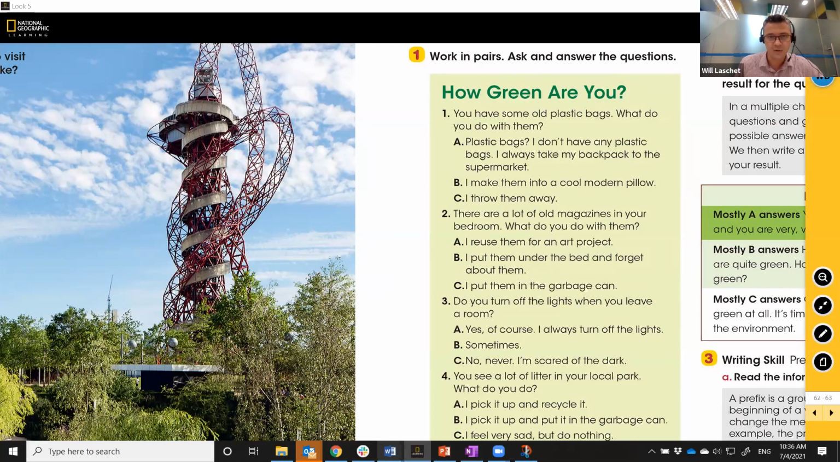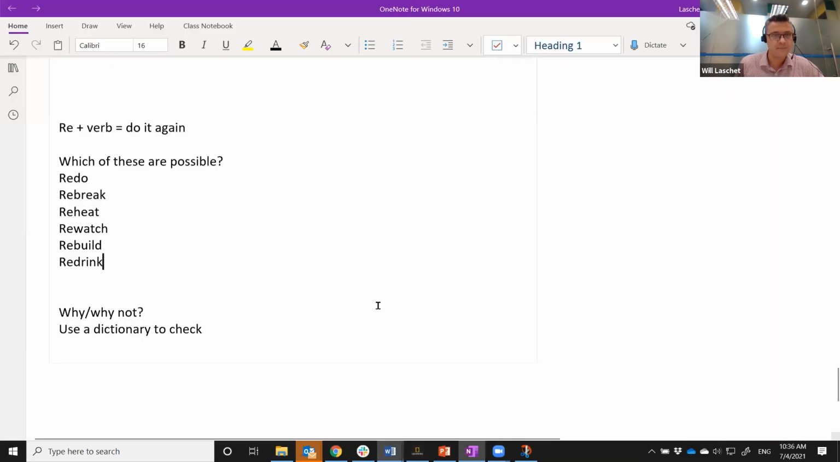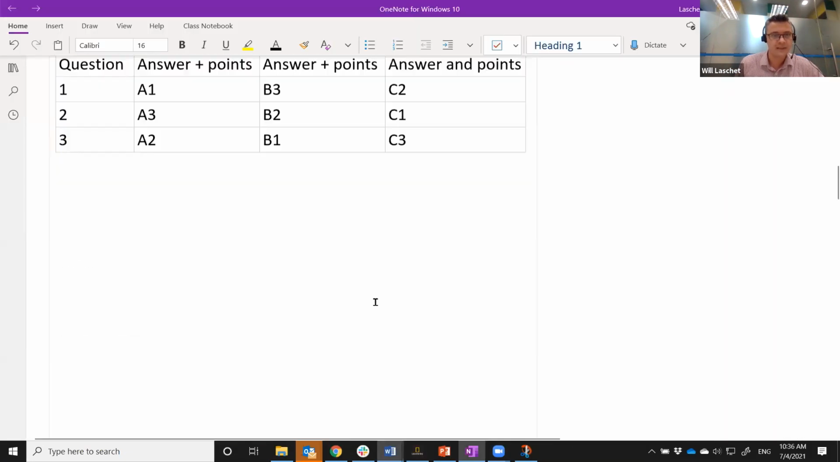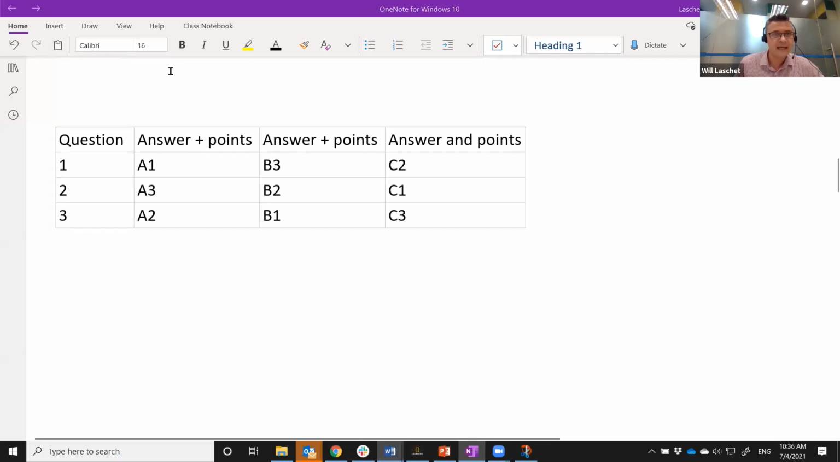I'm going to show you. So here, let me just quickly show you this. There we go. You can easily make a handout for your students. You just put the questions here, you put the answer and the number of points. And then when students are making their questions, this is their answer key. So they just go through and they put, for question number 1, answer A is worth 1 point. B is worth 3 points and C is worth 2 points. And they just randomly put them in the box.